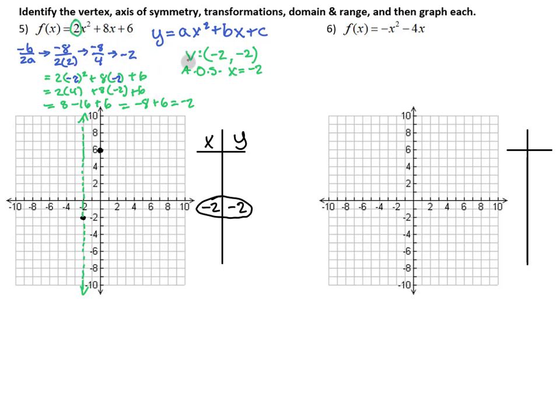As far as our stretch, my a value here is a 2. And since a is 2, it has not been flipped over, right, because it's still positive, but it has been stretched. So we have a vertical stretch by a factor of 2. That'll make it look a little bit thinner. And as far as our shifts, we can use the coordinates of our vertex. From the origin, we've gone left 2, down 2. So shift left 2, down 2.